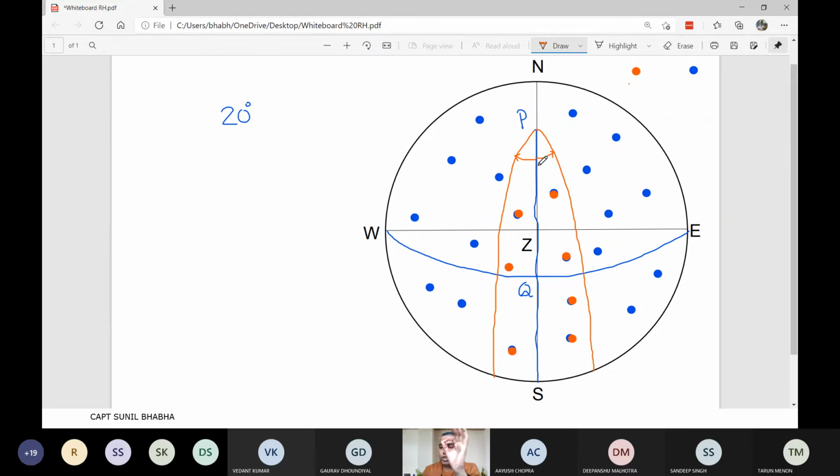This is the meaning of the question: find the stars which are within a certain LHA angle of the observer's meridian.